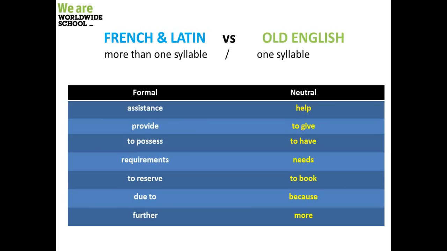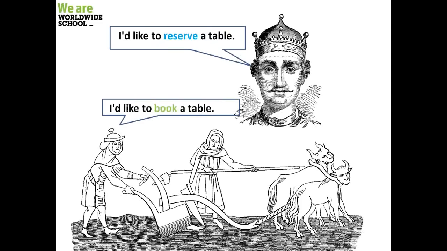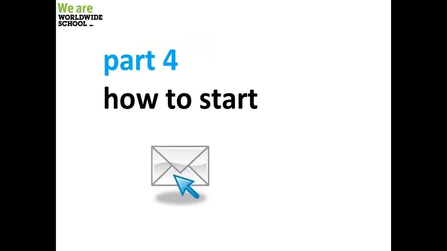Those French and Latin-based words, they are usually longer. They have more than one syllable, and the ones based on Old English, they usually have one syllable. And of course, they should be used in informal or neutral email exchanges. So once again, William, thank you very much for giving us the fancy, sophisticated vocabulary. What you would say would be probably, I'd like to reserve a table, and an Old English farmer would say, I'd like to book a table. Okay? So that's how it was. Actually, that's how it is still.